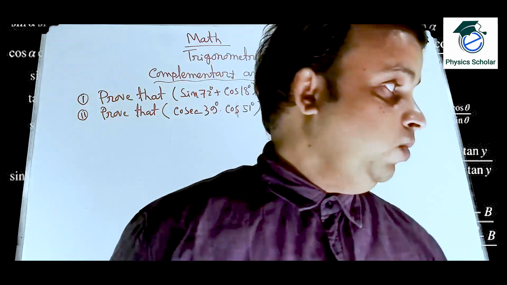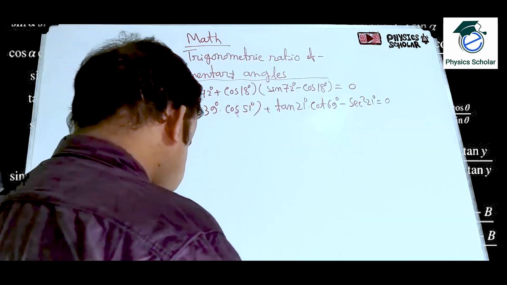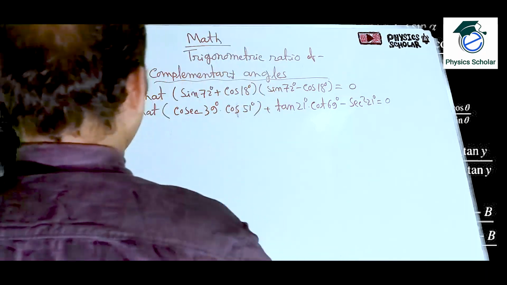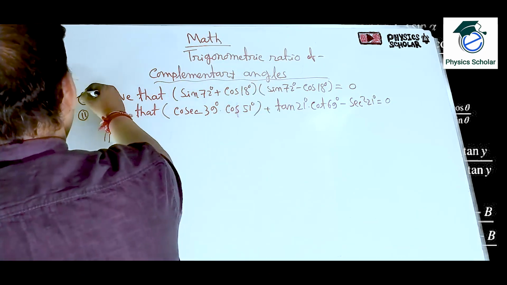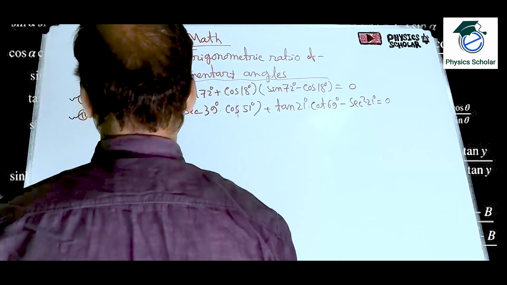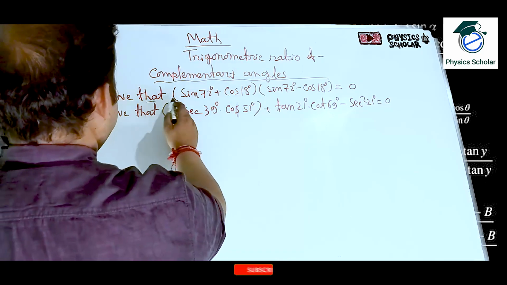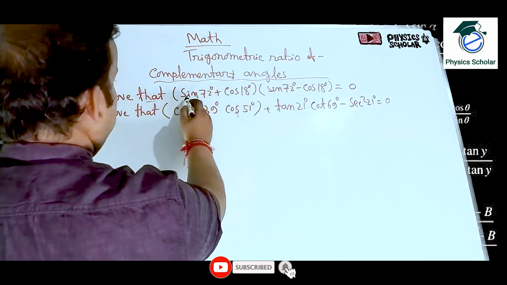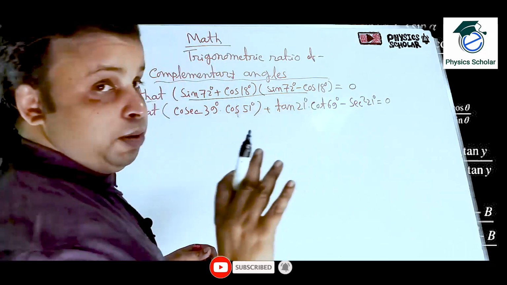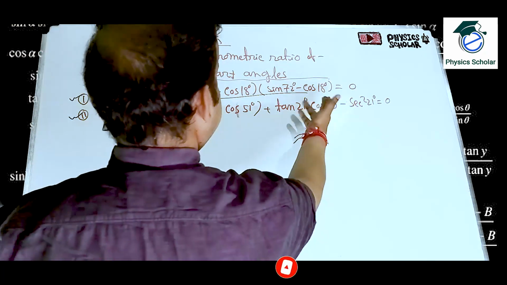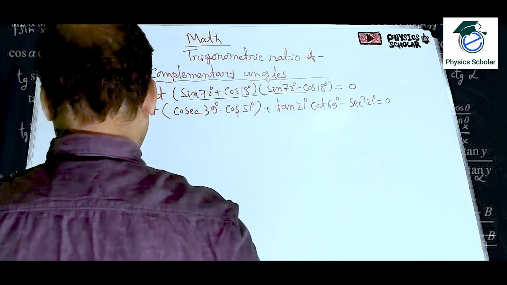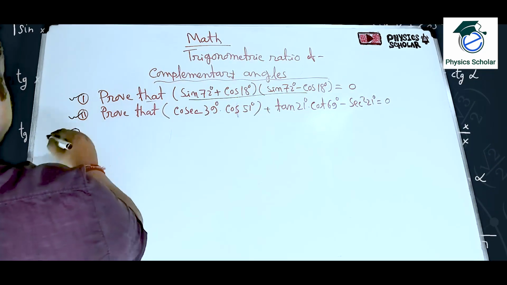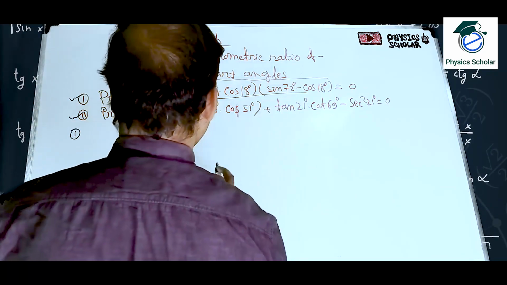Now let us start today's topic, trigonometric ratio of complementary angles. Last day we solved some sums. Today let us move to sum number 1. Proof means the answer is given. If I can show this is equal to 0, that means my sum is correct. In the exam hall also we can determine whether the sum is correct or wrong.